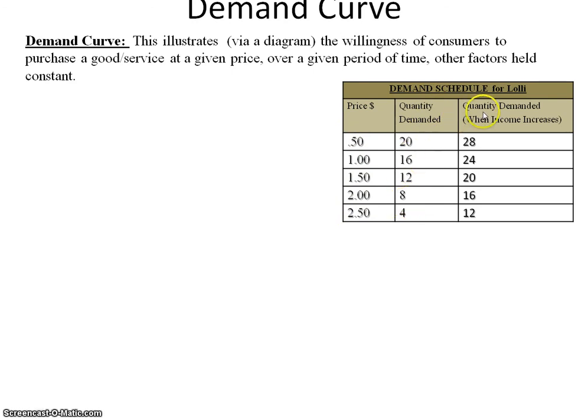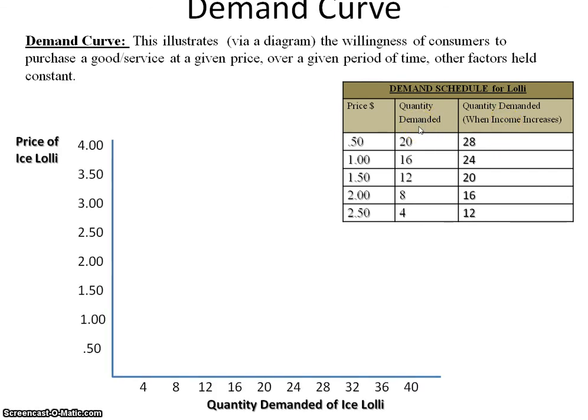And then we're going to observe the furthest column to the right, where we have the quantity demanded when the income increases. What we're doing here is relaxing the ceteris paribus assumption. We are saying that we're going to allow income to increase, and we're going to observe the phenomenon. Okay? So let's construct our demand curve.